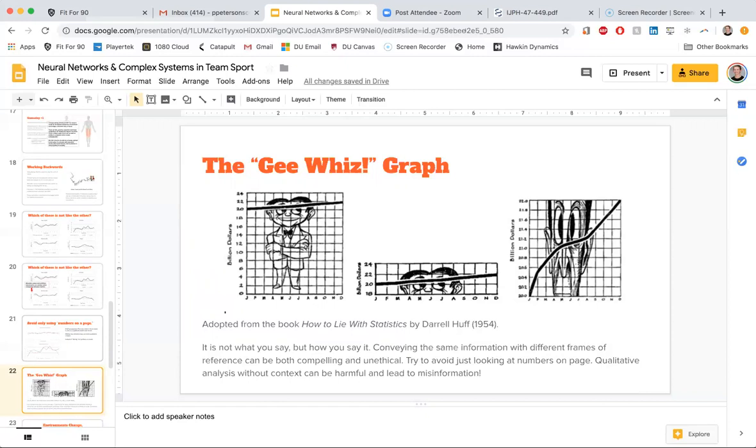It's not what you say or how you say it. Conveying information with different frames of reference is compelling, but also unethical. If you just look at numbers on a page with no inferences, and let's be honest, we're all guilty of it, you can move a graph around to make it say whatever you want, right? Where we have our min and max values set to arbitrary thresholds, and we can finagle that until a trend starts to arise, as we have in that third picture there. So something to keep in mind.